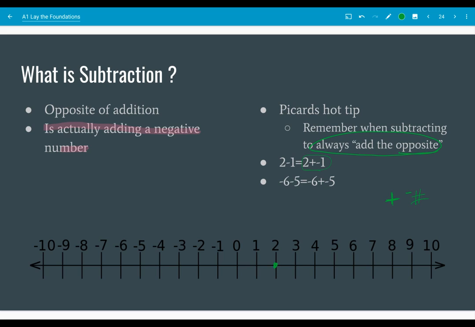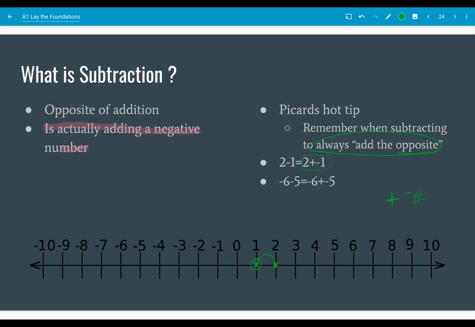So we said before, subtraction is the opposite of addition. So if addition is moving something to the right, further away from 0, then subtraction should be moving something to the left. So 2 minus 1, 1 space to the left, right there. Indeed, 2 plus negative 1 is the same thing. We both end up with positive 1.